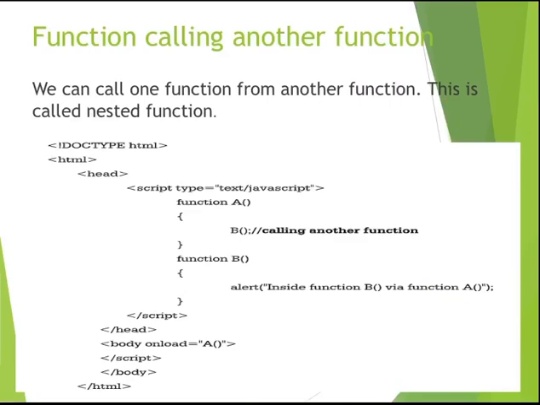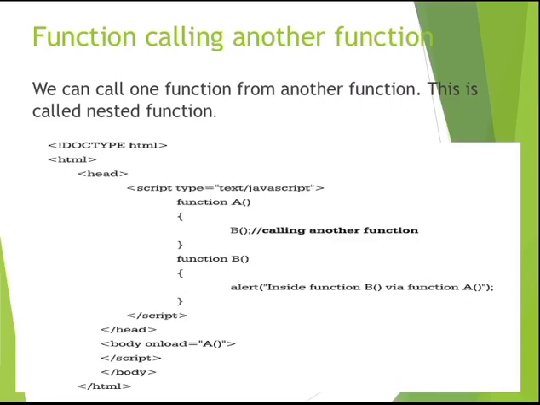Then function name is B, open the curly bracket, and in function B we are displaying an alert. What the alert says: inside function B via function A. Okay, close the double quotes, close the round bracket and give a semicolon. Then close your curly bracket, close the script tag, close the head tag.